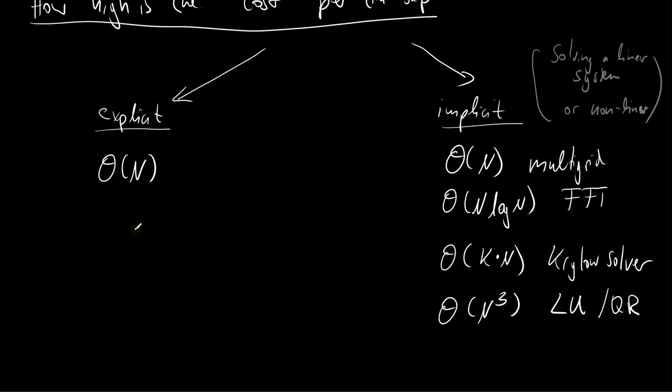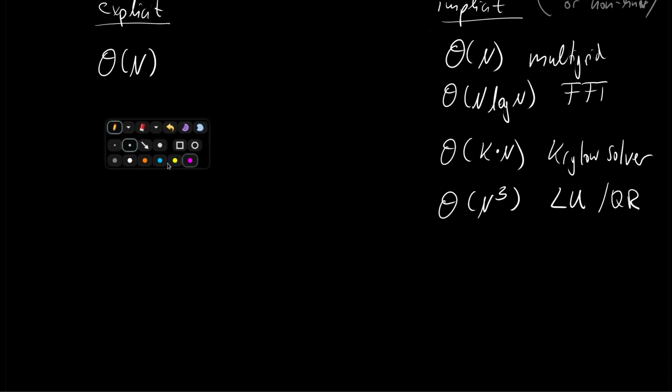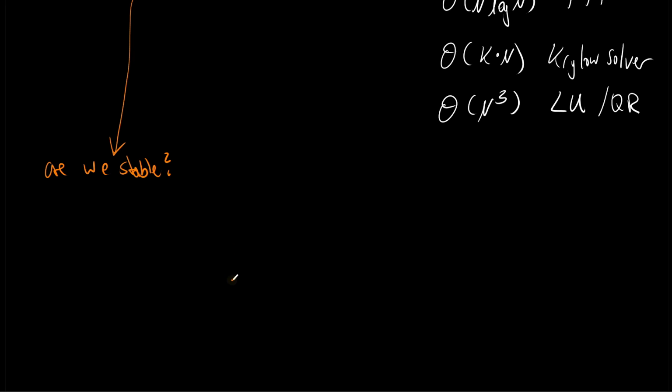But before we can assume that, we have to ask ourselves, are we stable? So let me put that here and say, are we stable? And stable in a sense of, do we have a stable numerical simulation? And the common measure here is that we are looking at the CFL number.